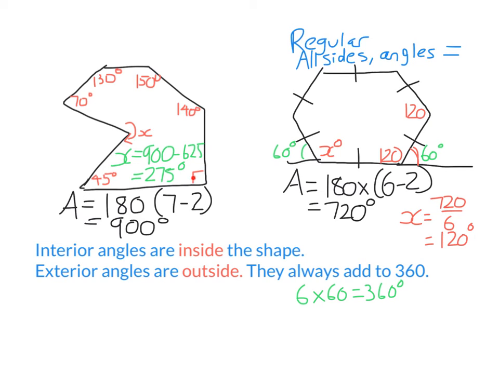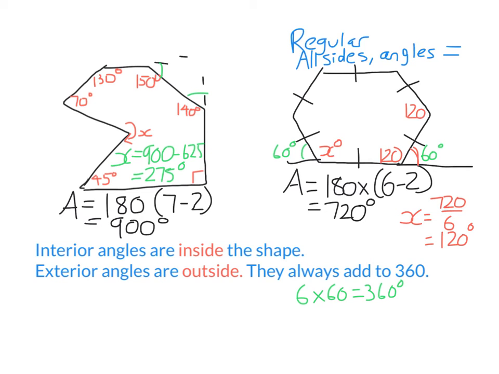So that would be the same in this shape here. If I found all of the exterior angles, they'd add to 360. Exterior means outside, so if I extend this side, this would be one exterior angle, this would be another exterior angle, and so on. This angle would be 40, this would be 30. If I add up all of the exterior angles, they always add to 360.